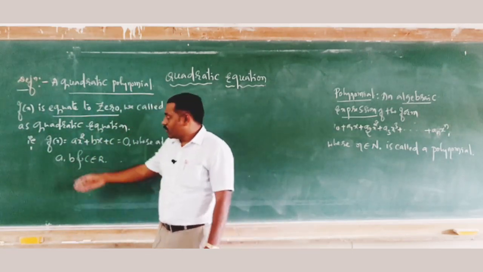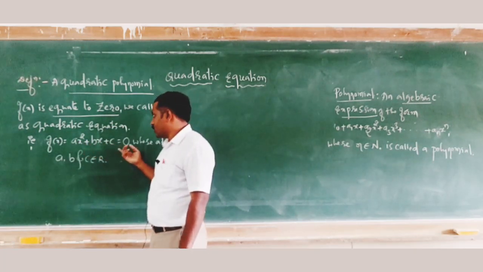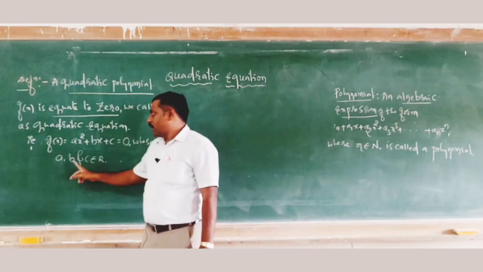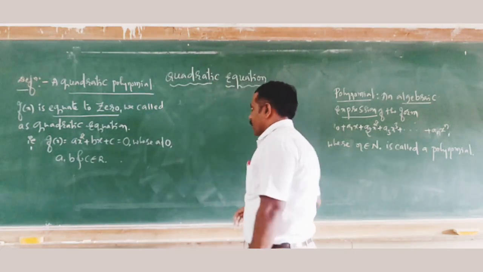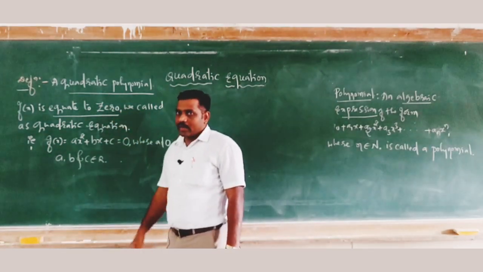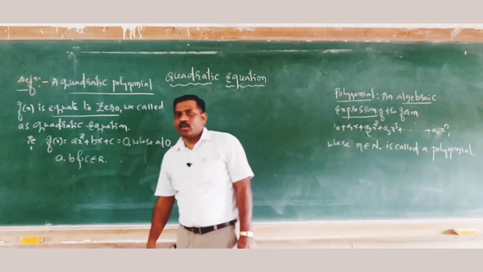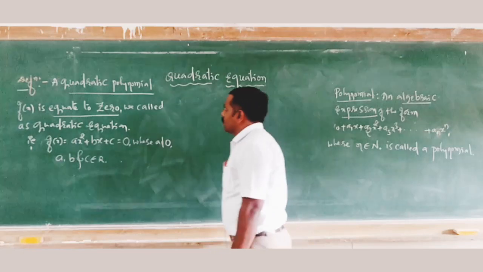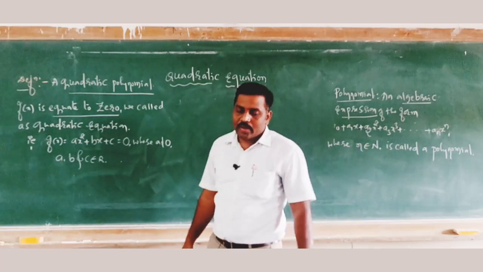That is, f of x is equal to ax square plus bx plus c is equal to 0, where a is not equal to 0, and a, b and c belong to real numbers. Okay, this is the definition of the quadratic equation. This is easy for understanding the definition. We will go to some examples on the quadratic equation. From the given definition we got three things.